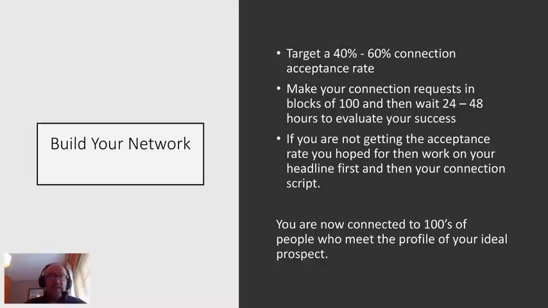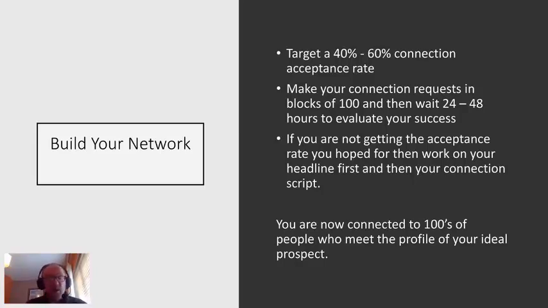When you're doing this, ideally you've got hundreds of potential targets to reach out to. Ideally, when I do it, I look for a 40 to 60% connection rate, or acceptance rate. So for every 100, I'm looking for 40 to 60 people accepting it. What I tend to do is issue 100 connection requests, and then sit back and wait 24 to 48 hours, and see what kind of response I get back.